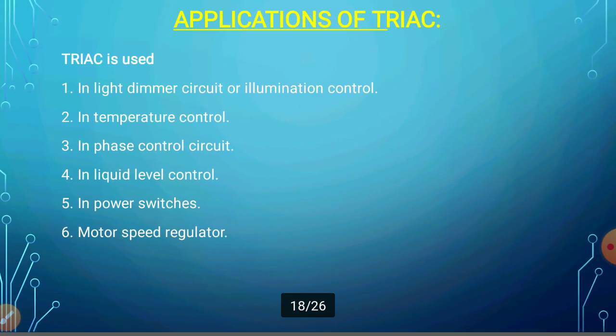Then next one is the applications of TRIAC. The TRIAC is popularly used in a circuit called the light dimmer circuit, for illumination control, to control the illumination level of the light. In combination with the DIAC, the TRIAC can be used in the light dimmer circuit. Also, the TRIAC can be used for temperature control, phase control, and liquid level control. And also the TRIAC can be used for power switches, where it acts as a switch, and it can also be used as a motor speed regulator. So these are certain applications of TRIAC.